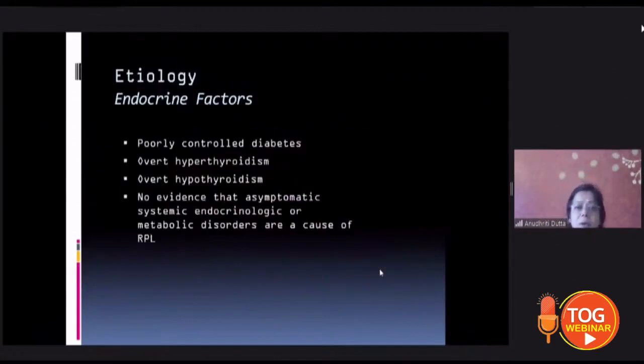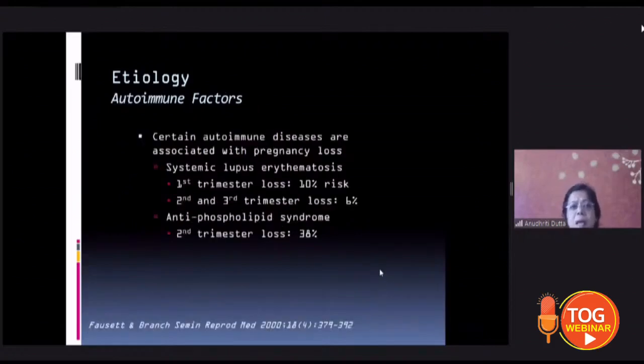Now, for the endocrine factors, we have poorly controlled diabetes, patients with overt hyperthyroidism, overt hypothyroidism, and there is no evidence that asymptomatic systemic endocrinologic or metabolic disorders may be a cause of RPL. And then autoimmune disorders associated with pregnancy losses, SLE, systemic lupus erythematosus, which is mostly in the first trimester loss, 10% risk. Second and third trimester SLE causes almost 6% risk.